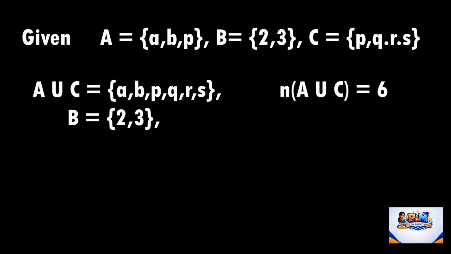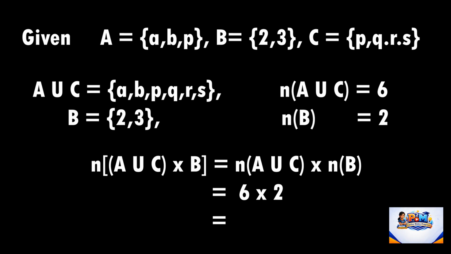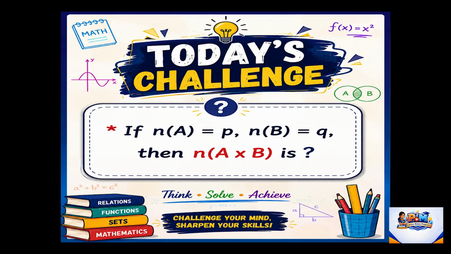B equal to the set 2 comma 3. அப்போ n of B equal to 2. n of A union C cross B equal to n of A union C into n of B. That is 6 into 2, 12. That is the answer.